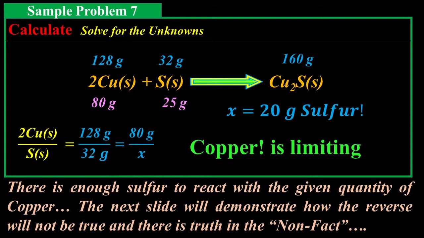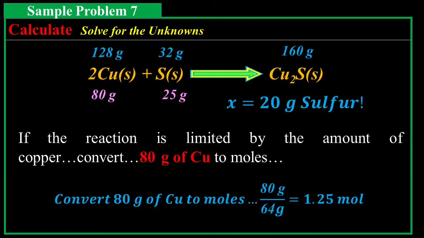Okay, let's look at the problem that we have, and I have X equals 20 grams of sulfur. If the reaction is limited by the amount of copper, convert 80 grams of copper to moles. So convert 80 grams of copper to moles. 80 over 64 is 1.25.